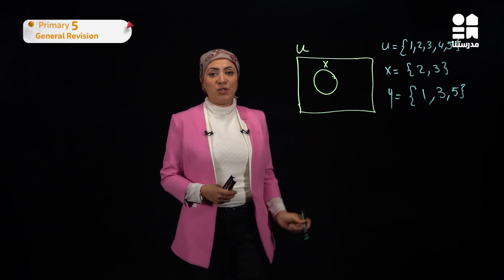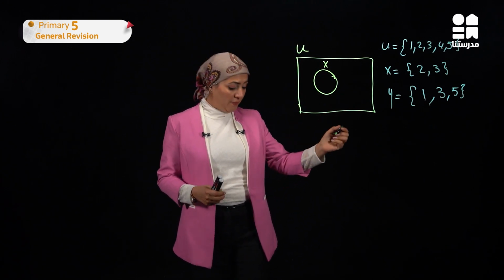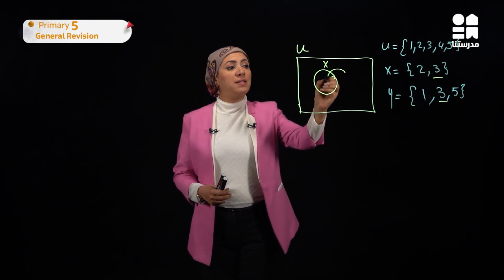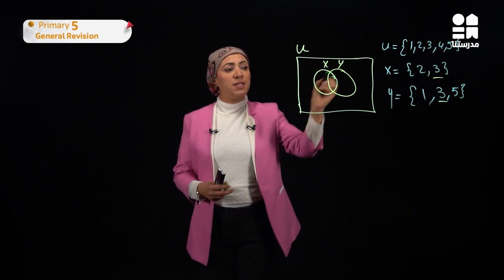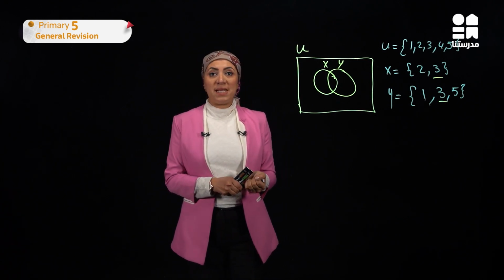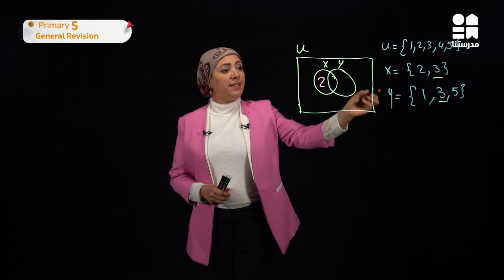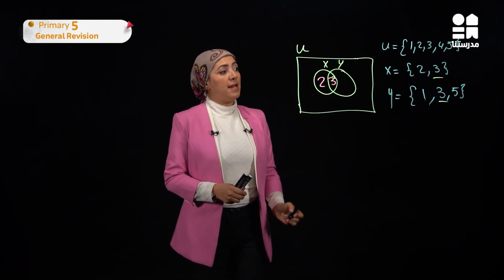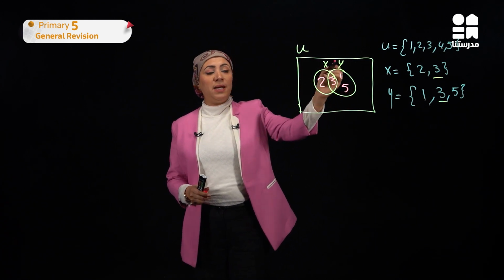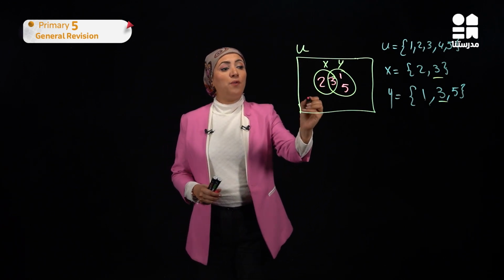Before I draw them, I have to check if they have anything common between them. If you look, you will find that both of them have the element 3, it's common. So both sets intersect in 3. So this is X and Y. Now I will put the elements of every set in its right place. So the set X has 2 and 3 common with the set Y, and set Y now has 1 and 5. Then X has 2 and 3 and Y has 1, 3, and 5. Then what's left for me from U is 4, as you see.